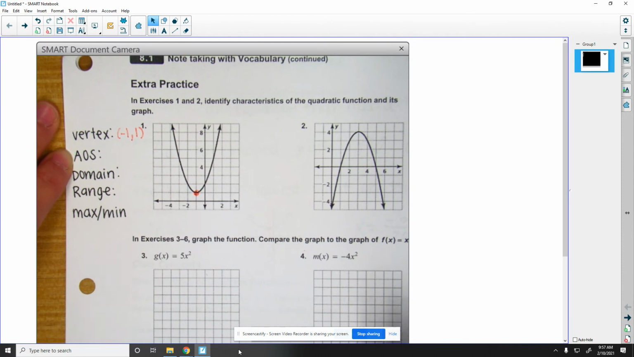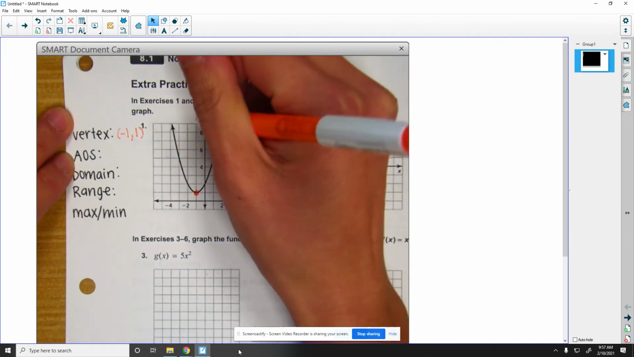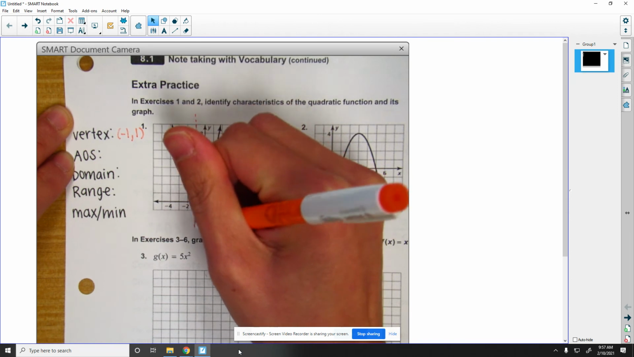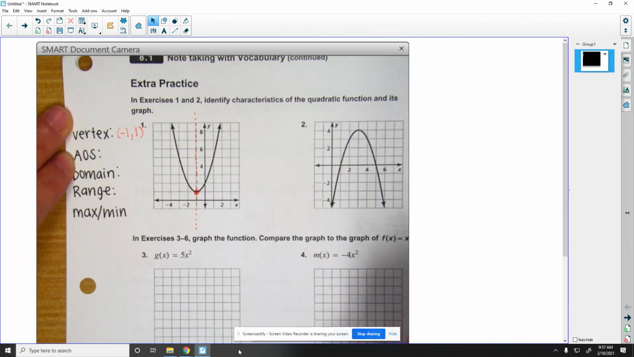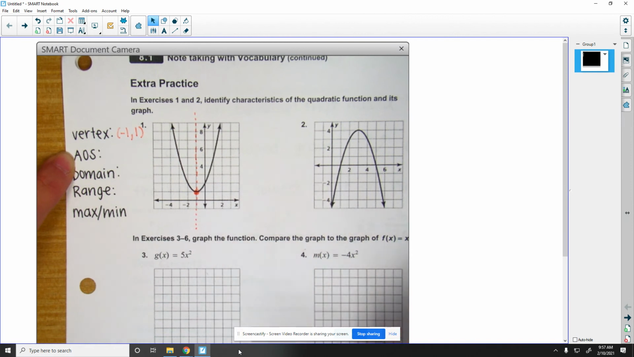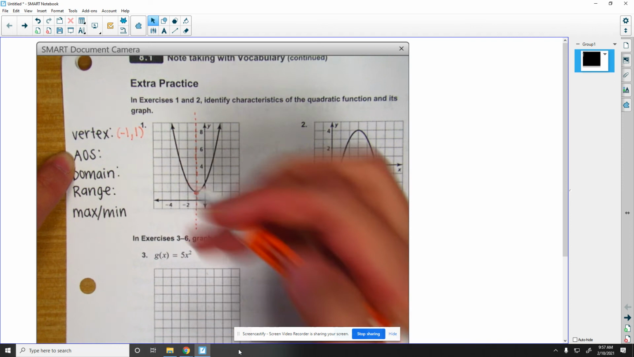Okay. My axis of symmetry is that imaginary line where I fold it, it's symmetrical, right? Remember how I said it always goes through the vertex? So you know the imaginary line has to be right here. Does somebody online think they know where the axis of symmetry is? At what number does it go through? Ryan? Okay, so it goes through -1.